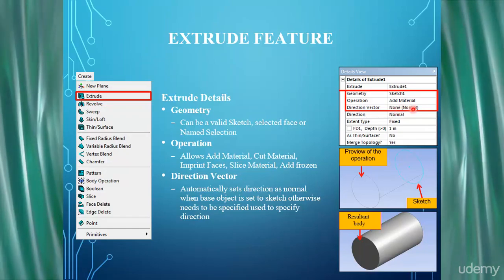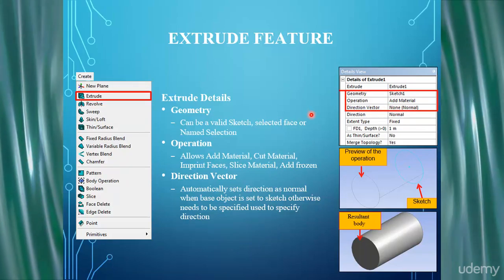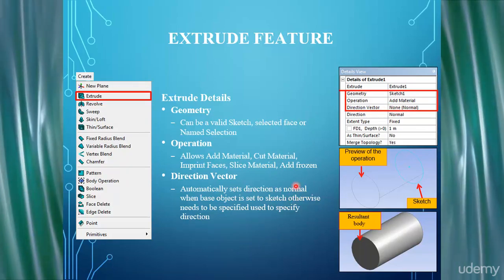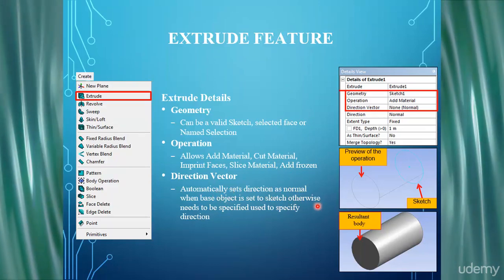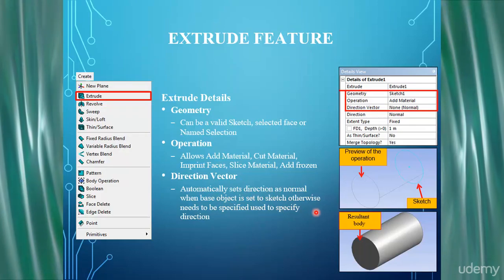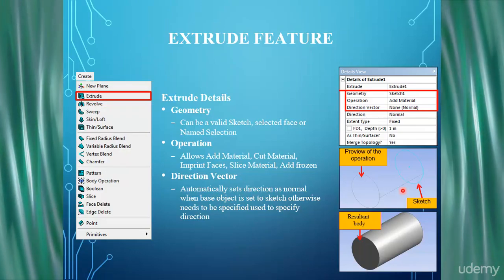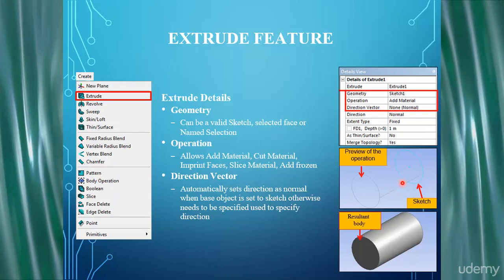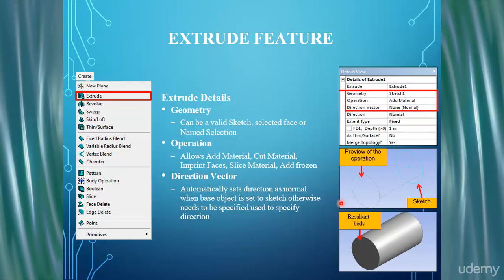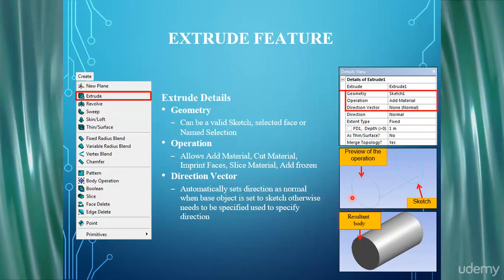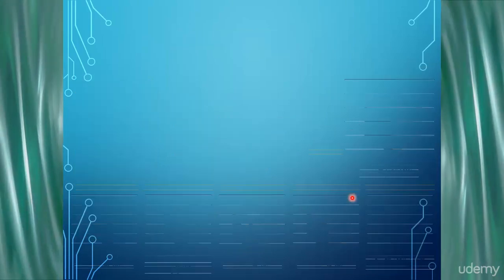The third option listed is the direction vector, and this is essentially the direction for the extrusion. By default it will be set as normal when the base object is set to sketch, otherwise you need to manually specify that. That can be defined by simply selecting an edge or selecting another vector direction for the extrusion direction. You can also select the face itself and use the normal for the face if you want to extrude normal to the face.